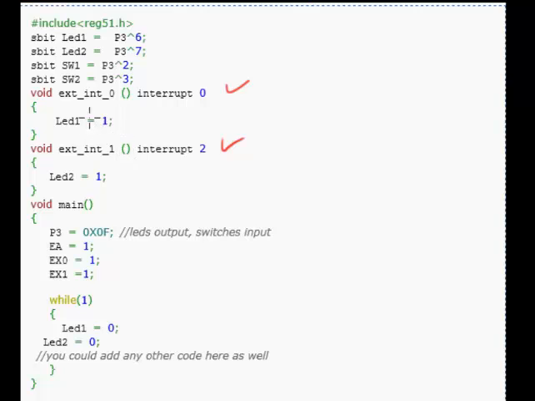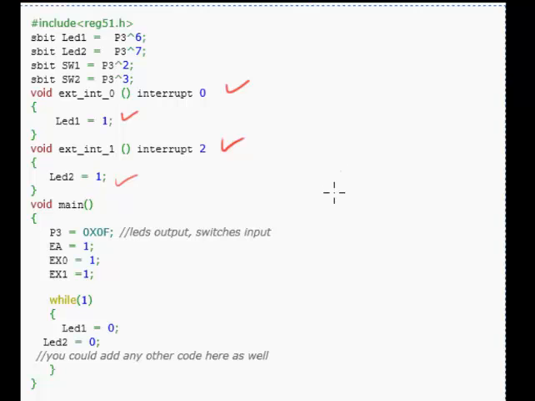Now as you can see here, there are two interrupt service routines. The first one turns on LED 1. So interrupt 0 turns on LED 1, and interrupt 2 turns on LED 2. So this is pretty simple. In the main program, you should be familiar with this now.